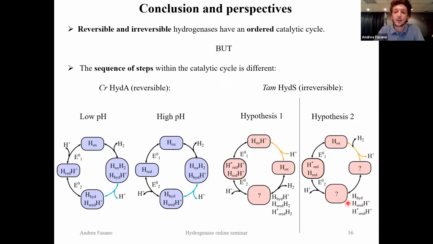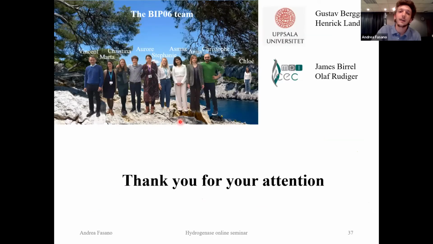Therefore, we surely need some more investigation through spectroscopy and electrochemistry to really find out what the catalytic cycle of irreversible enzymes is. But for the moment, at least we can propose that reversible and irreversible hydrogenases have the same kind of catalytic cycle, in which it is just the sequence of the catalytic steps that changes between reversible and irreversible enzymes. So with this, I'm finishing.